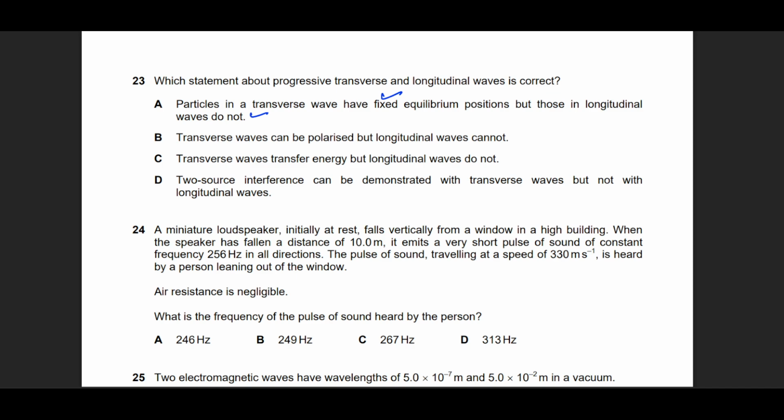positions. Now there is a problem. The problem is that the positions are not fixed. You see, they are always moving upwards and downwards, and in longitudinal they're moving forward and backward. So this is wrong. Part B, transverse waves can be polarized, longitudinals cannot be polarized. This is also correct. So this would be the correct answer. The rest of the two you can pause the video and see are factually incorrect.